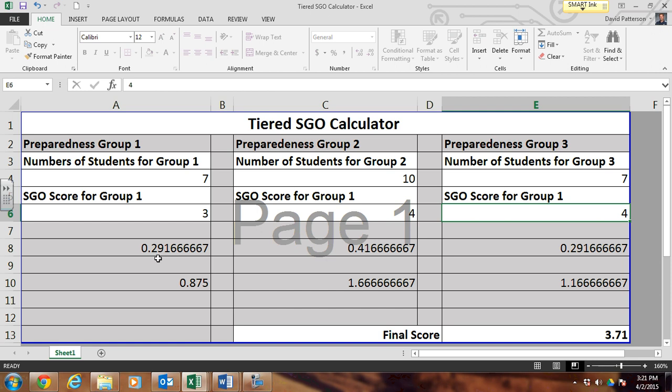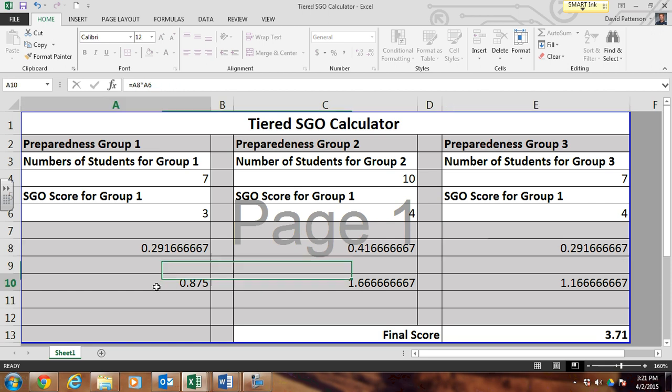Now all these other numbers down here, this is the weight. In other words, 29.16 repeating percent of my students were in this high group, just as 29.16 repeating percent of my students were in the low group, and 41.6 repeating are in this middle group. So this row here is the weight, or the percentage of students in each one of the groups.